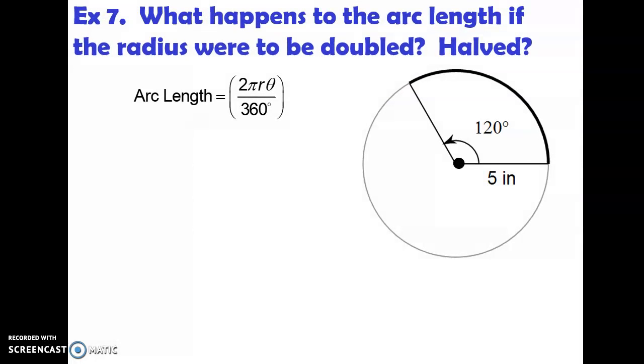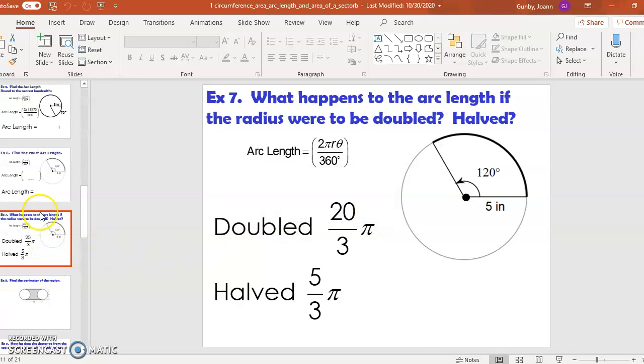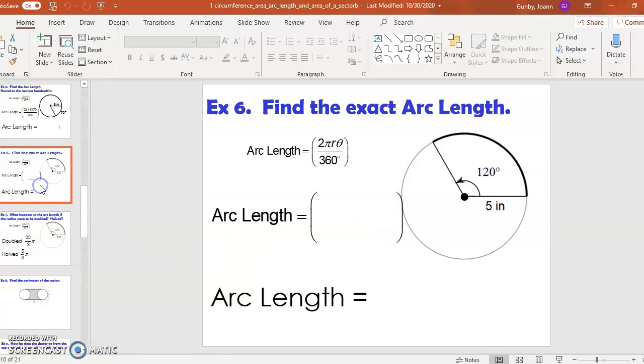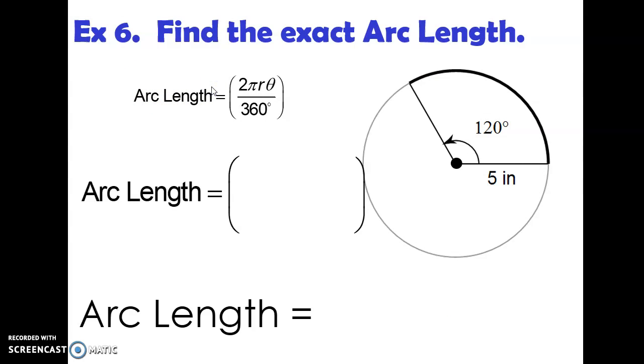Oops. And that last answer would have been, let's see if I can go back. Here we go. So now again, we would have 2 times pi times our radius times theta divided by 360. Enter it into the calculator, and you're not going to toggle. It's going to give you the answer of 10/3 pi, and we are in inches.